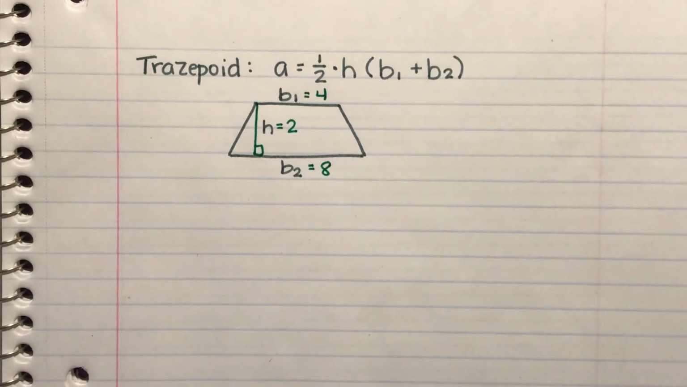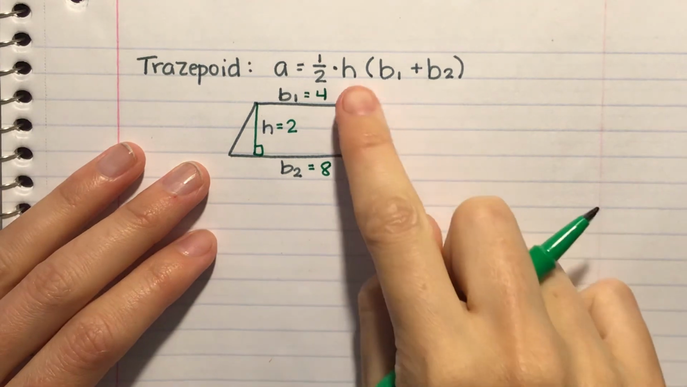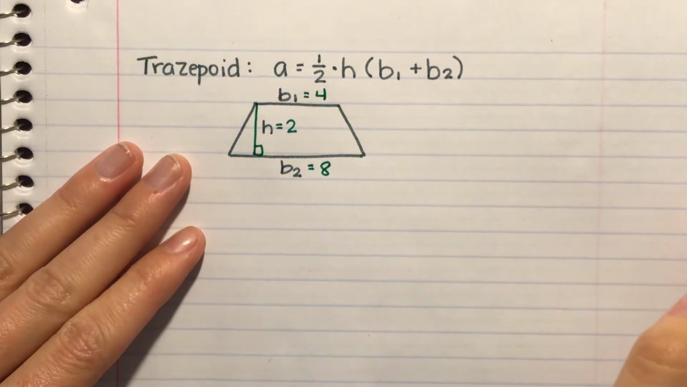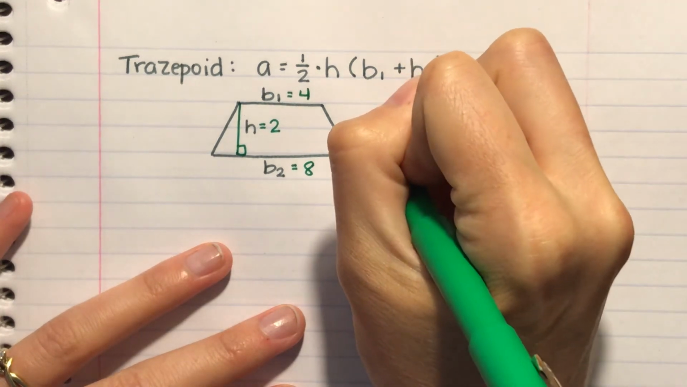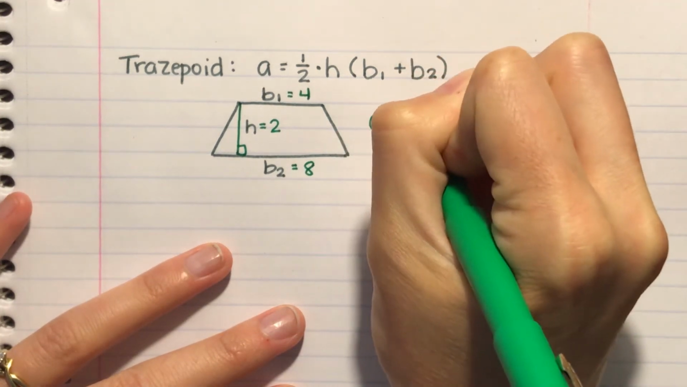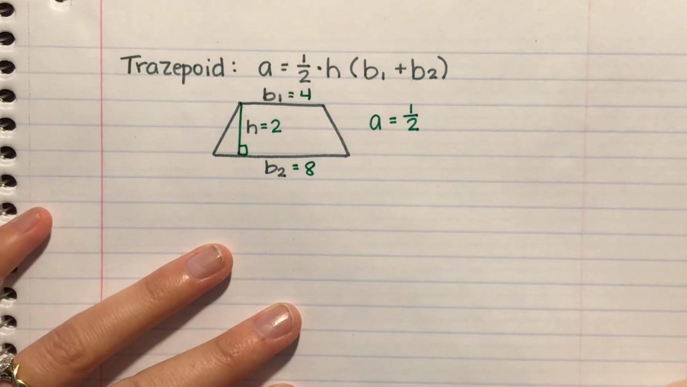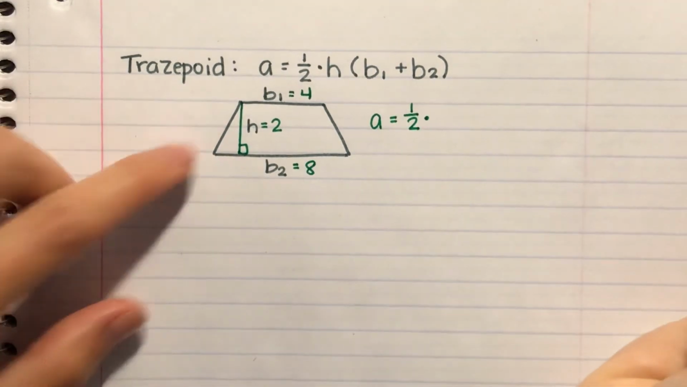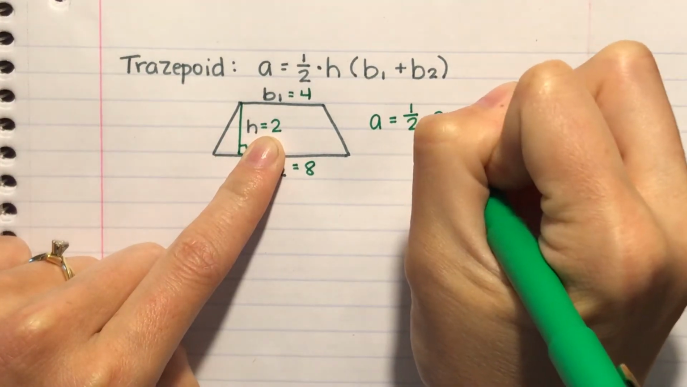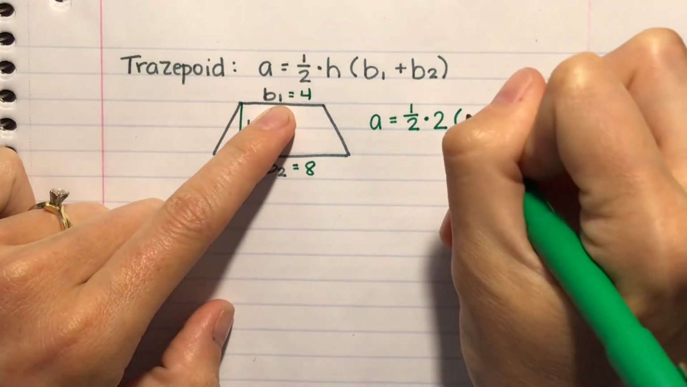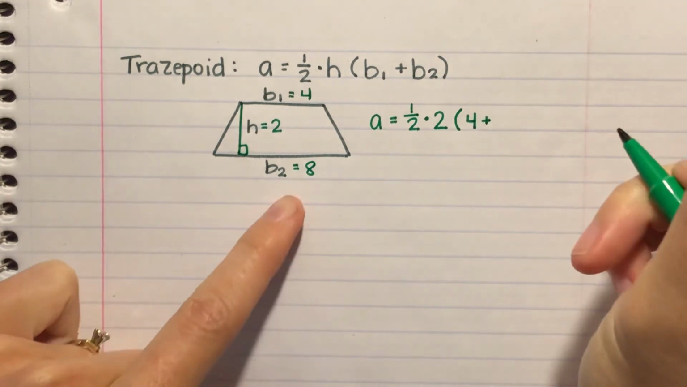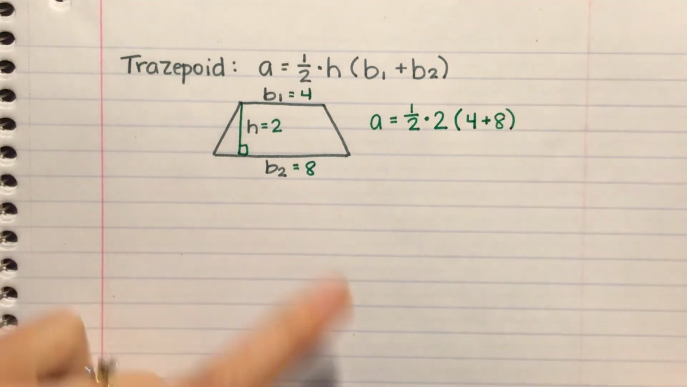So again, this is a problem just like solving equations. I'm just going to take the information, put it into the problem, and then I want to find the answer. All right, so I'm going to start filling this in. So A equals 1/2, none of that changed. Now I'm going to multiply it by H, which is 2. And then in parentheses, I'm going to do B1, which is 4, plus B2, which is 8.